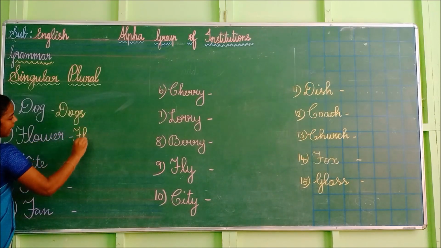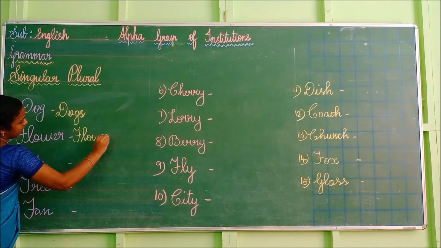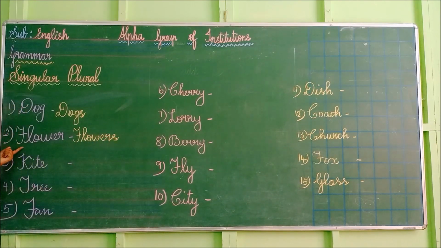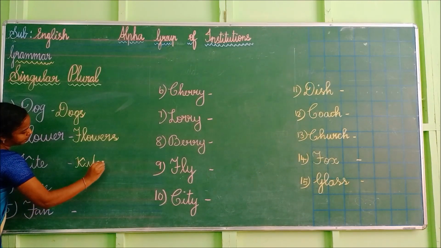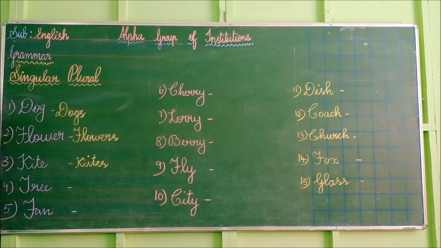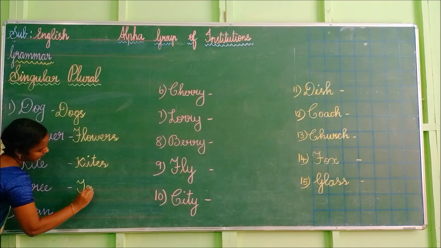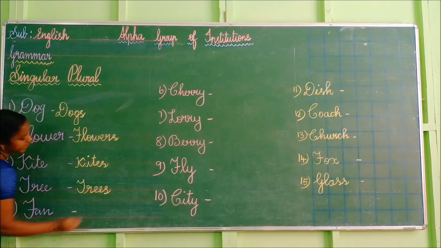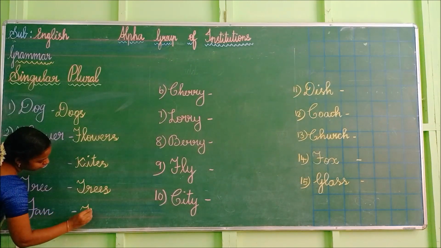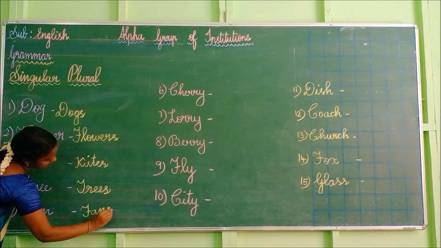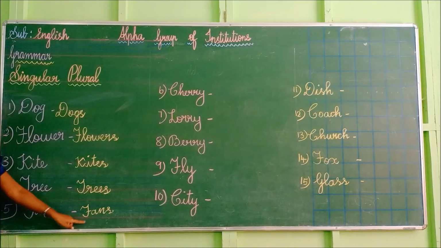F-L-O-W-E-R. Flower, flowers. Kite. It is also a regular noun. You have to just add S. Kite, kites. The plural form of kite is kites. Tree, trees, T-R-E-E-S, trees. Fan, fans, F-A-N-S. The plural form of fan is fans.